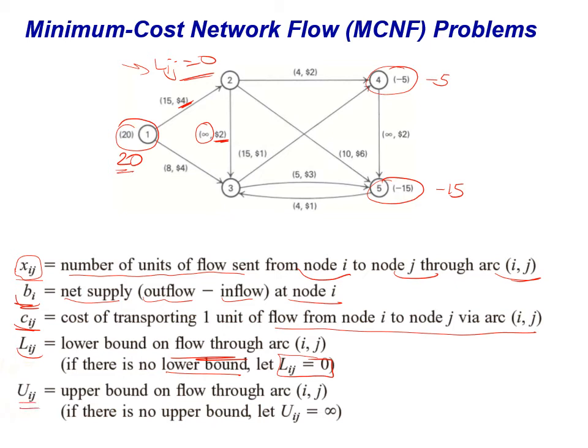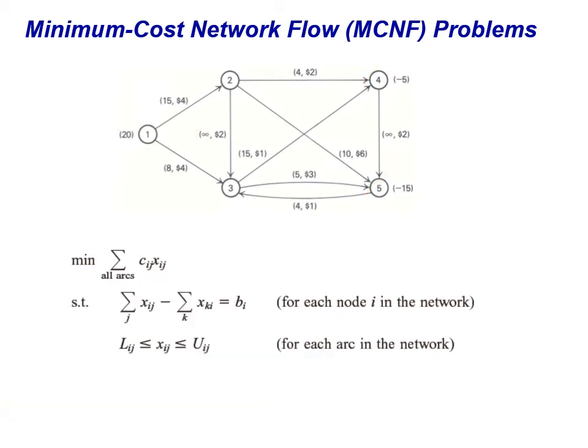All of them are 0. And Uij is the upper capacity on arc ij, the upper limit. Sometimes we call it upper bound. And on some arcs, as you can see, there are no upper bounds. We represent them by setting this Uij equal to infinity.